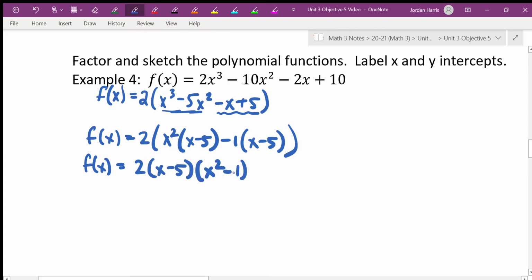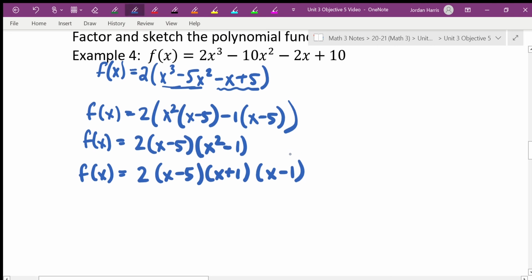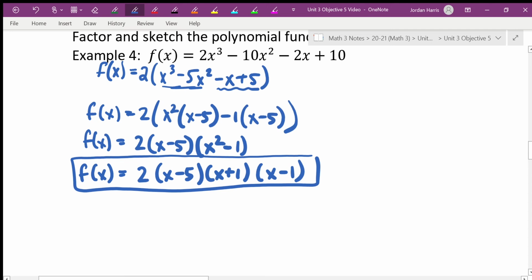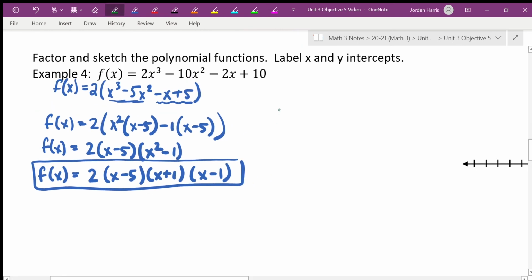And we still need to factor more, difference of squares. Watch for difference of squares, especially here. There we have it, factored completely. Lots of factoring. So we had GCF, then we had grouping, then we had difference of squares. 3 factorings to do. We also need, like always, degree, leading coefficient, and end behavior. Always have to do that whenever we graph.